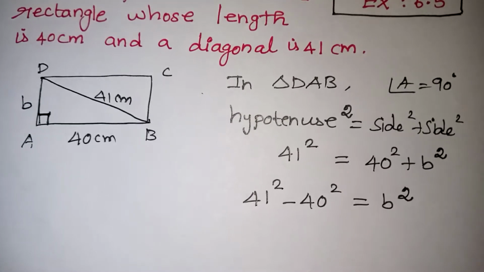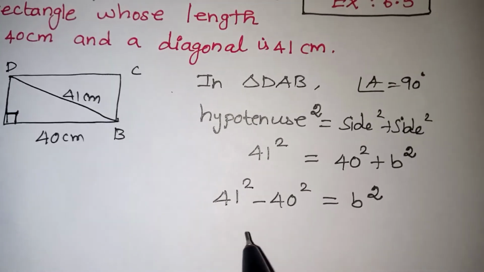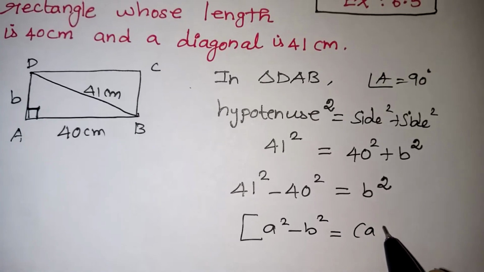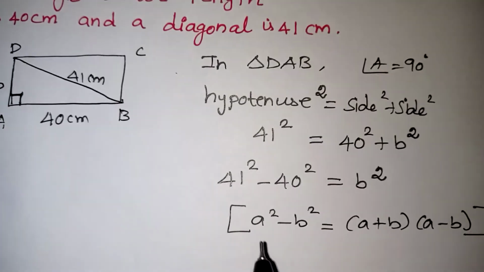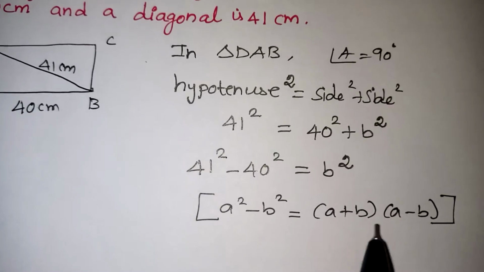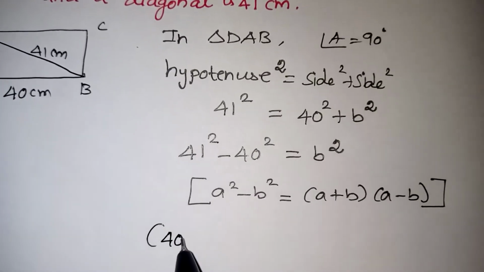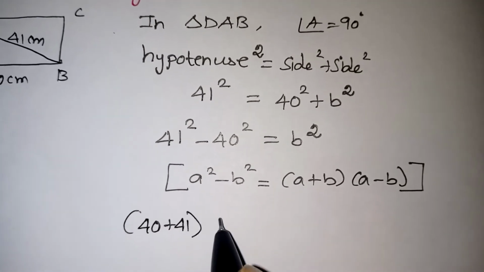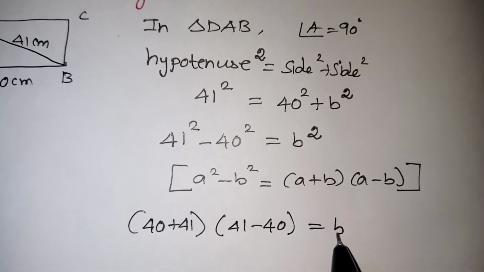I am just going to tell you a small shortcut here. Children, whenever you are getting something like a squared minus b squared, we can apply the formula a plus b into a minus b. This is very easy for the multiplication. So 41 squared and 40 squared. a squared minus b squared, the answer will be a plus b, a minus b. So a is 41, b is 40. So we can write 40 plus 41, or 41 plus 40, anyway you can write, into a minus b. So 41 minus 40, which is equal to b squared.